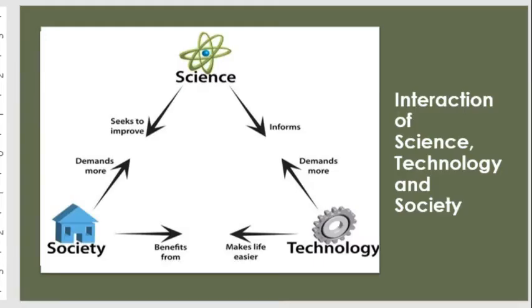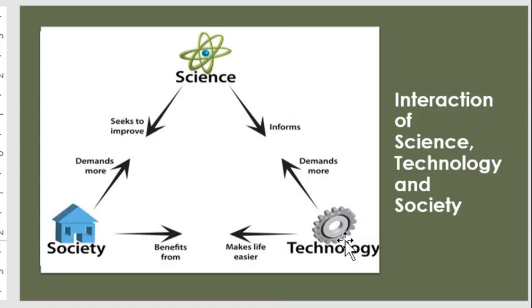The second part of our discussion will be the interaction of science, technology, and society. Based on the picture here, there are 6 ways on how they interact. So let's start with science, which interacts with technology. Science informs technology. We cannot develop any technology without the help of science. And at the same time, we cannot advance more on technology if we don't know science. So technology demands more on science while science informs technology.